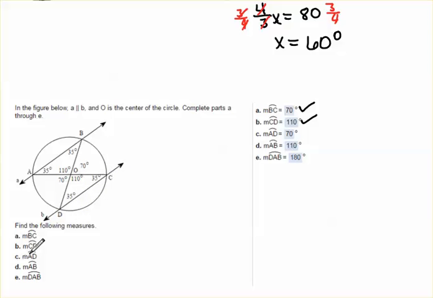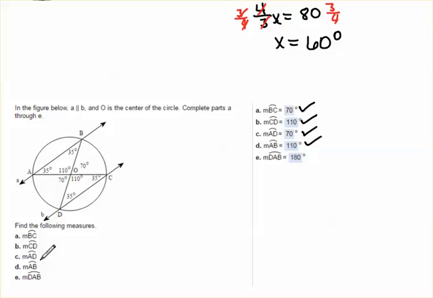The measure of arc AD. So arc AD is right here, it has to be the same as its interior angle. So that would be 70 degrees. Then we have the measure of arc AB, which is here, AB. Again, it would have to be the same as its interior angle measure, which is 110 degrees.